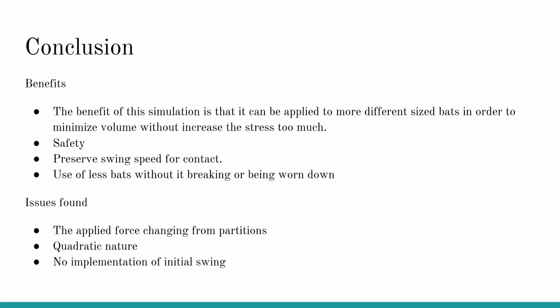Safety is huge. Decreasing the stress of the bat leads to fewer pieces being able to fly off the bat when it gets hit with the baseball. Maybe it can hit someone like the catcher or something, so reducing that is obviously important. Preserving our swing speed by decreasing the volume and the weight itself is crucial for contact hitters in baseball. And with less stress on the bat, one bat can be used a lot more often without worrying that it will break or it's worn down or something like that.